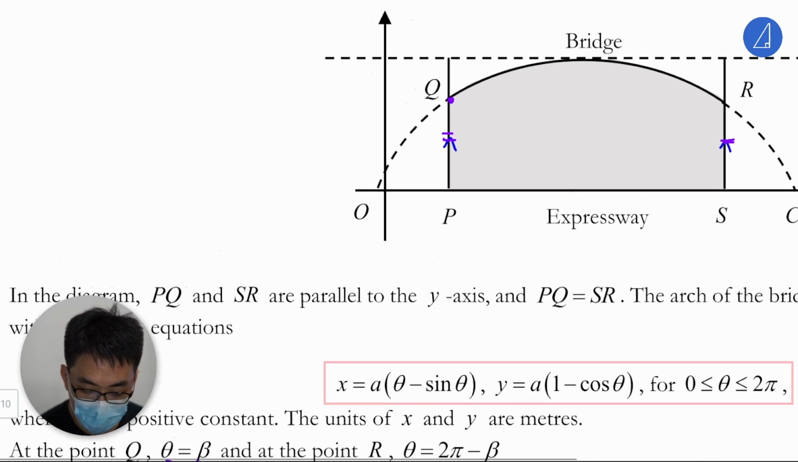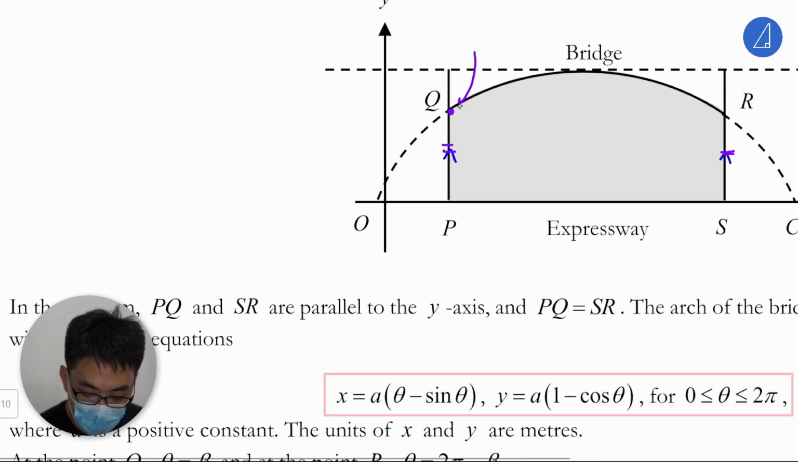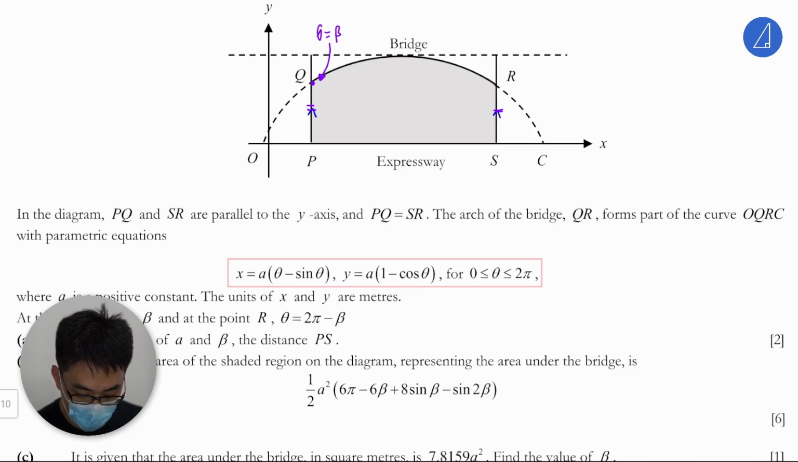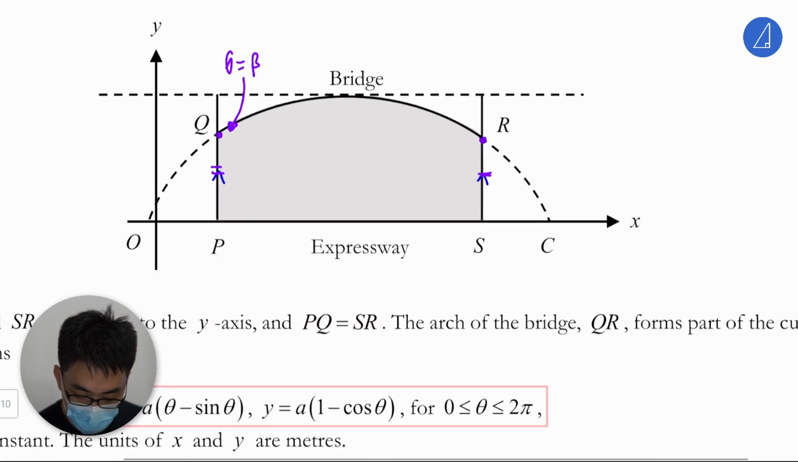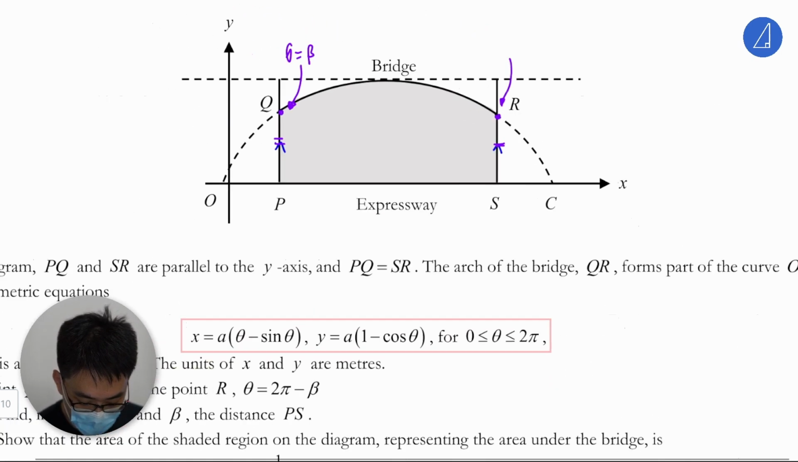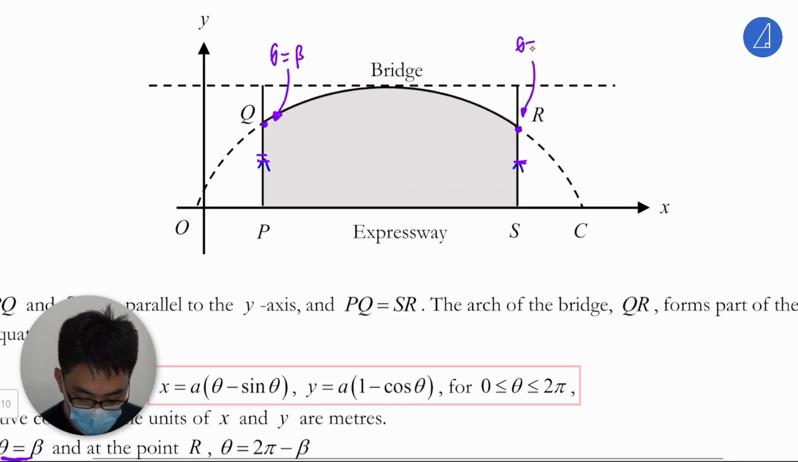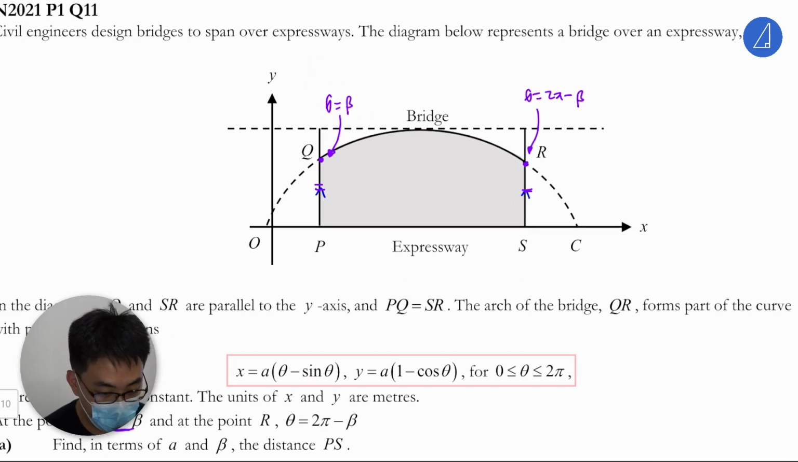Now usually when it says parameter, I will encourage students to just write theta equals beta at this point. And this one here corresponds to theta equals 2 pi minus beta. But before we start, do you know what a parametric equation is?